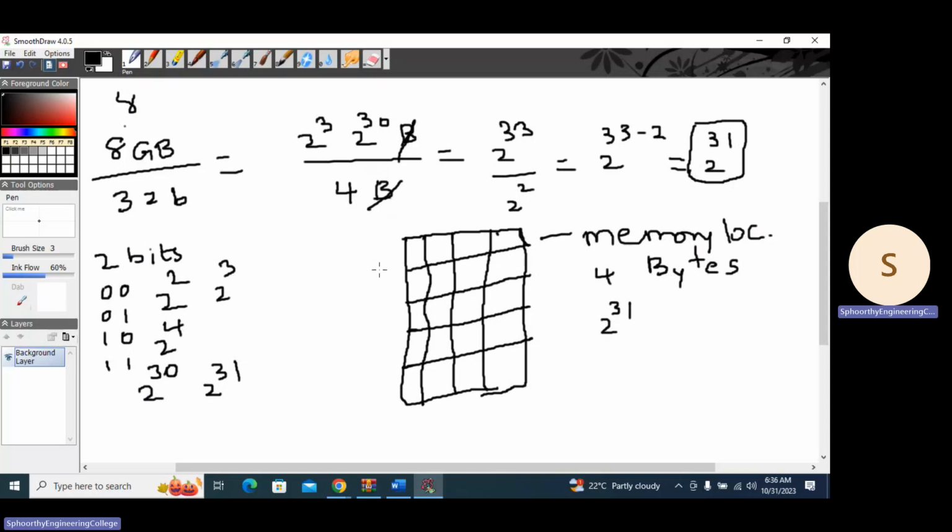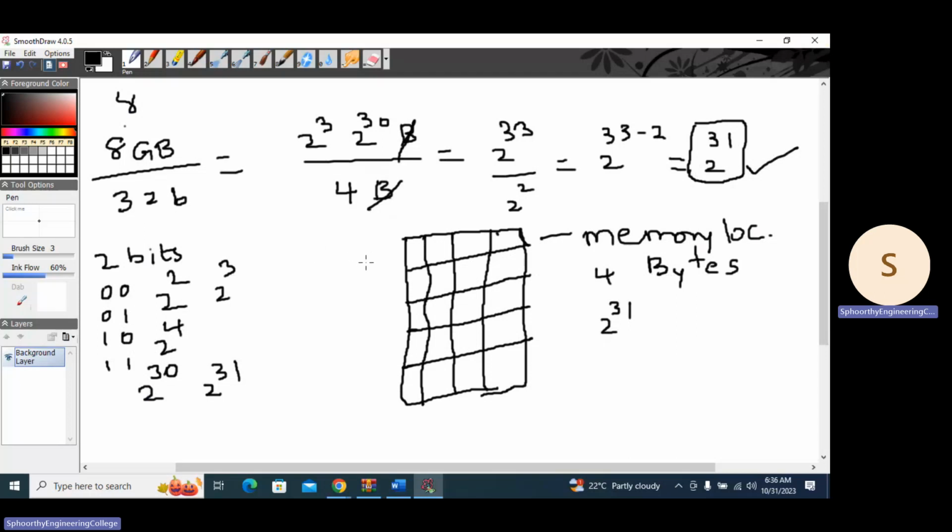Now here, how many different memory locations do we have? We have divided our 8 GB RAM by 32 bit. So how many pieces did we get? We have done the math, right? We got 2 power 31 pieces. So if I use a 31 bit binary code, how many different binary codes will I get? 2 power 31 combinations. So I need a 31 bit binary address. Yes or no? Because with 31 bits, you will get 2 power 31 different binary combinations.